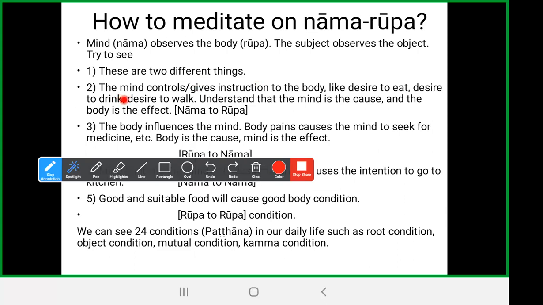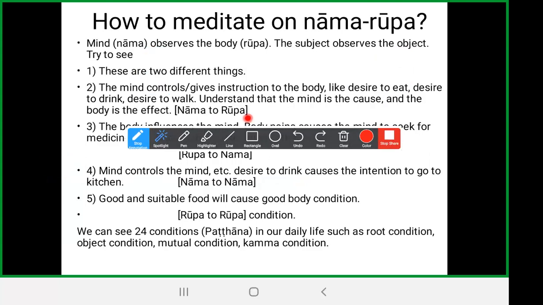And then the second thing, you try to see the condition. Like the mind controls and gives instruction to the body, like the desire to eat, desire to drink, desire to walk. After that there will be action of drinking, walking, and so on. So this means that the mind is the cause and the body is the effect. This is the nama to rupa condition.